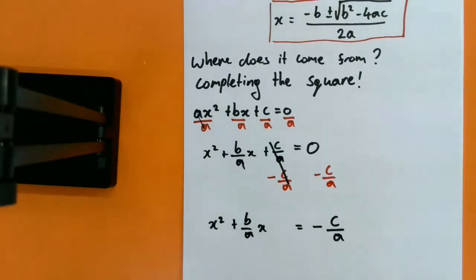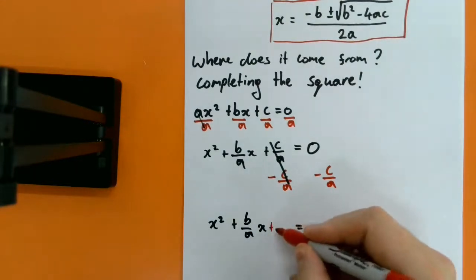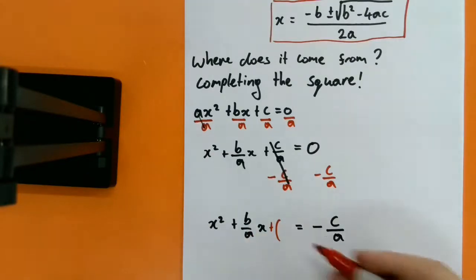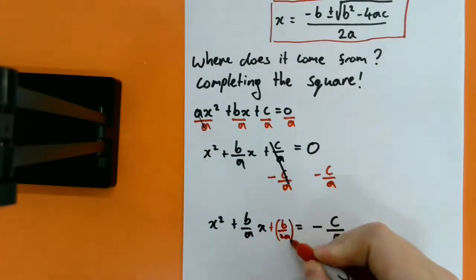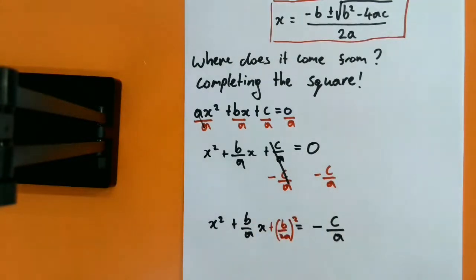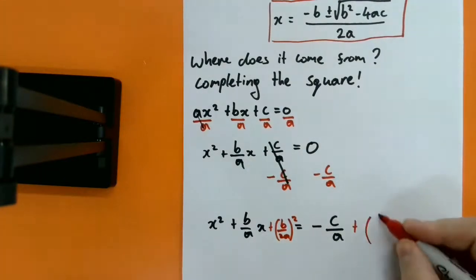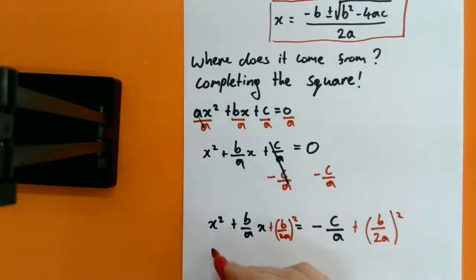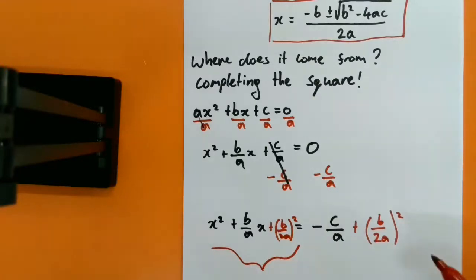Okay? The next thing that I told you to do when we were completing the square was to add on a special number in order to generate a perfect square. The number that we add on is half of the coefficient of x. And to get half of the coefficient of this x term, all we need to do is double the denominator. So this becomes b over 2a all squared. Now we need to keep this equation balanced. So if we've added it on the left-hand side, we must also add it onto the right-hand side.